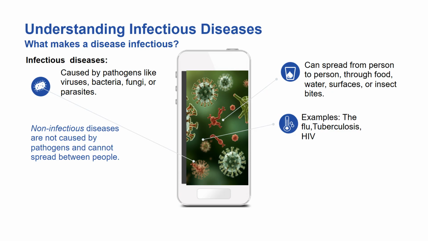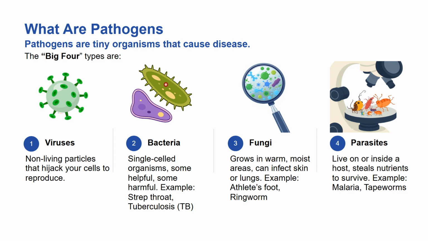Non-infectious diseases are not caused by pathogens and cannot spread between people. They are often linked to genetics, environment, or lifestyle factors. Some examples of non-infectious diseases are cancer, diabetes, heart disease, and asthma. The key difference is that infectious diseases are transmissible and non-infectious diseases are not.